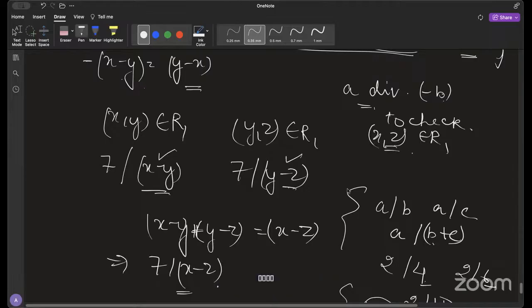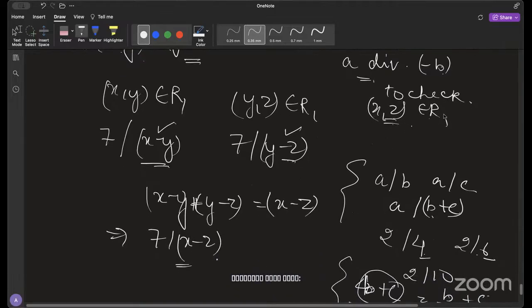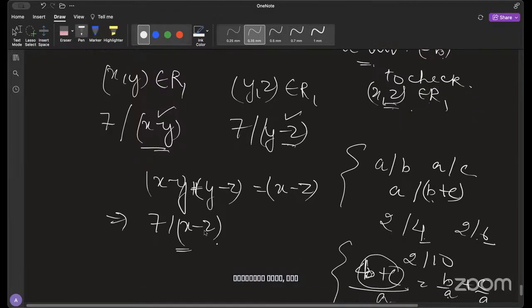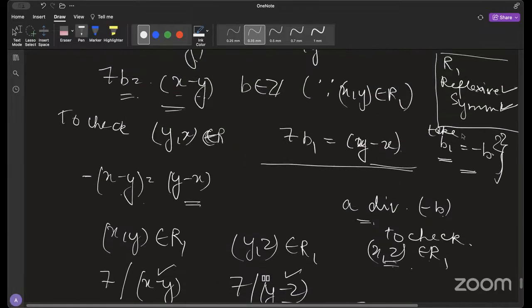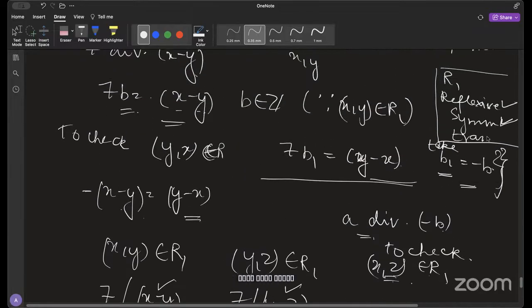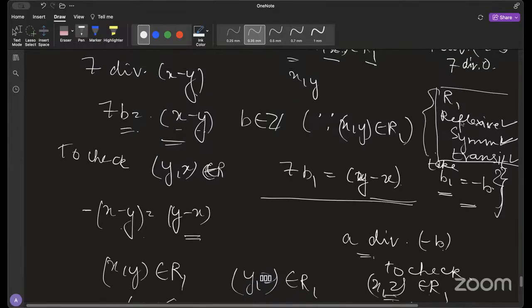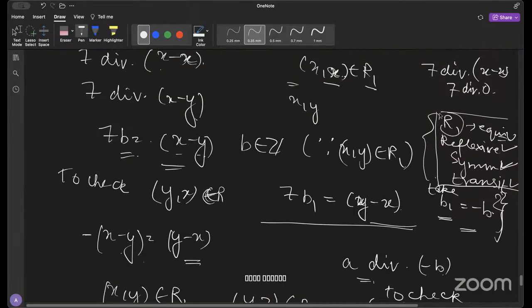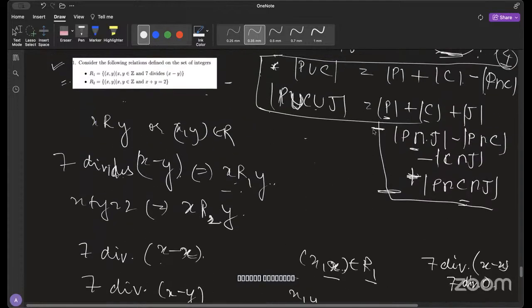And this is what you had to check. For this pair to be in R1, you need to check if 7 divides x minus z or not, right? So this means it's transitive too. So that means R1 is an equivalence relation, right? I hope this part, R1, is clear to everyone. Yes, sir.